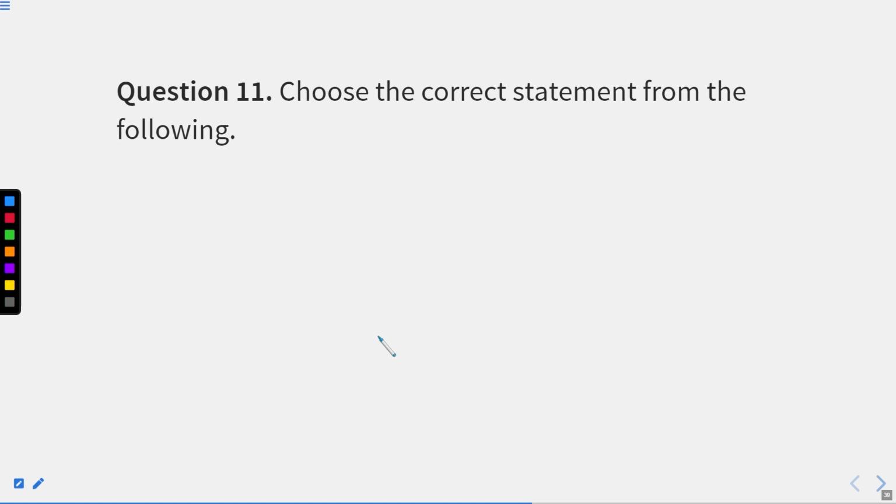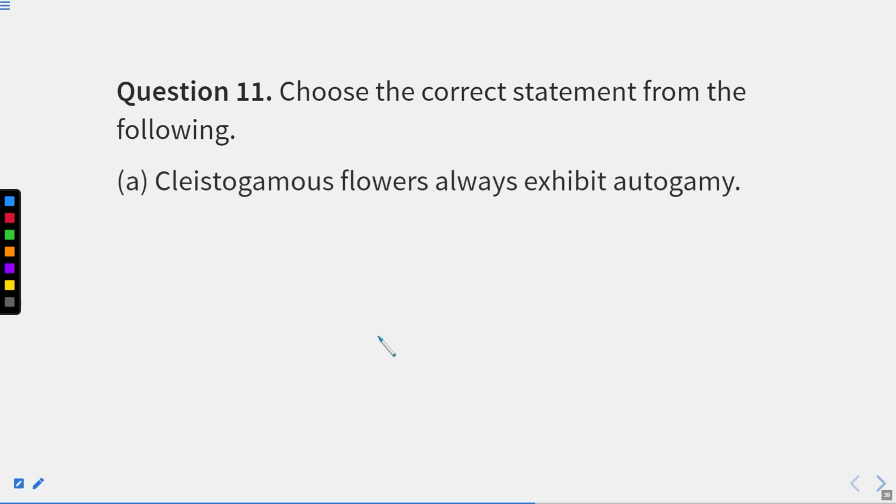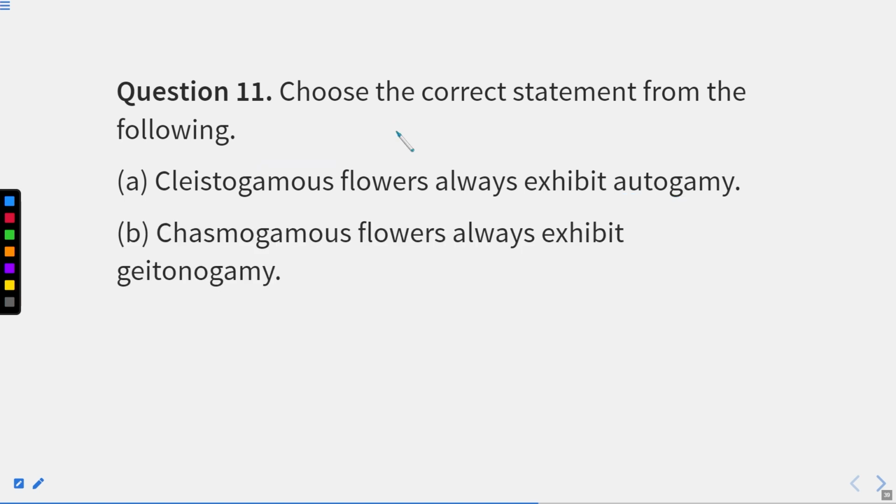Now moving on to the next question, question number 12. Here you have to choose the correct statement from the following. Option A: clastogamous flowers always exhibit autogamy. What are clastogamous flowers? Clastogamous flowers are those flowers which remain closed, so the anther and the stigma are not exposed. Second option is chasmogamous flowers always exhibit geitonogamy.